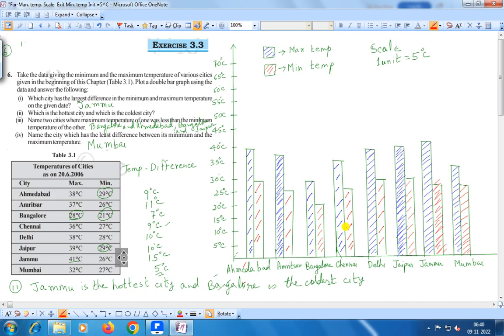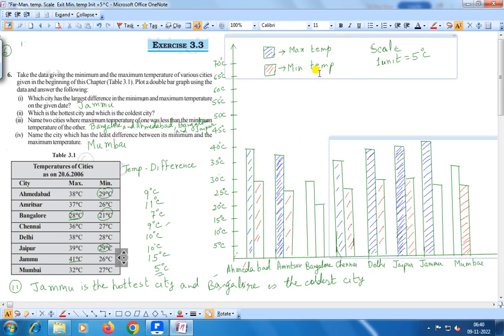Right, dear friends, here you see that the blue color bars represent the maximum temperature and the red color bars represent the minimum temperature, right? And we have taken 1 unit equal to 5 degrees centigrade, right? This is the solution of question number 6 of exercise 3.3.